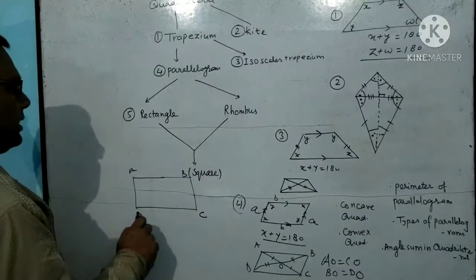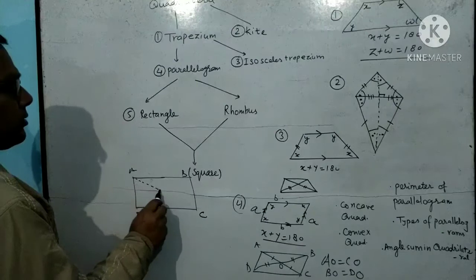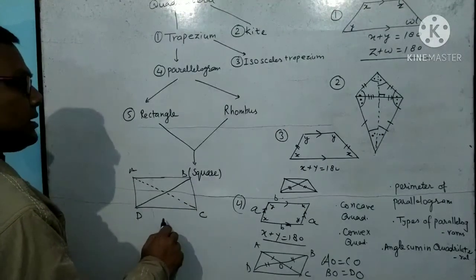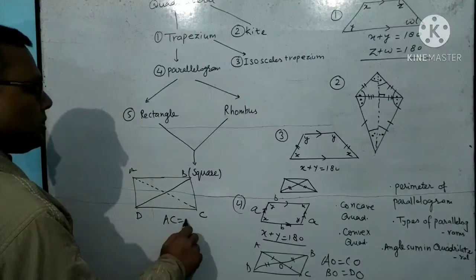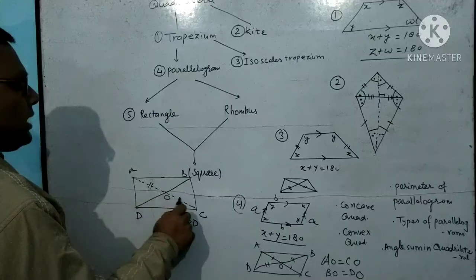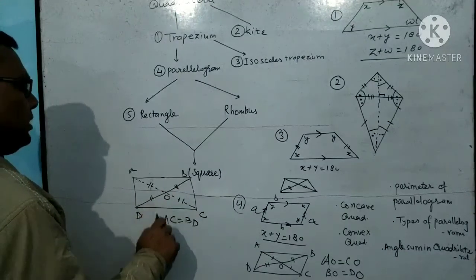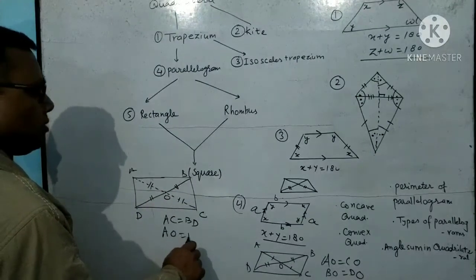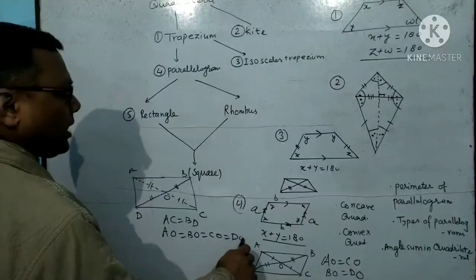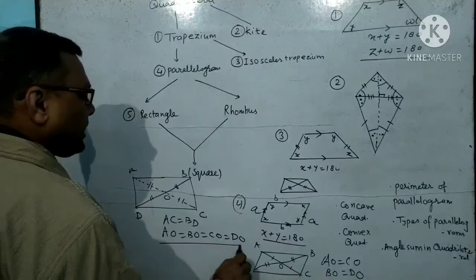This is a rectangle. Its diagonals are equal. So we can say here AC and BD are also equal. If they intersect at O, you can say all the four segments AO, BO, CO and DO are all equal in the rectangle.